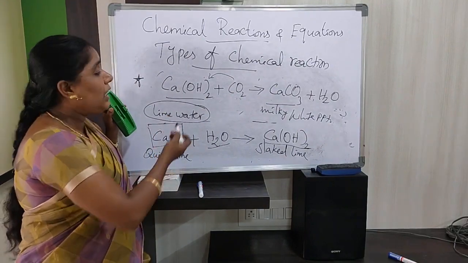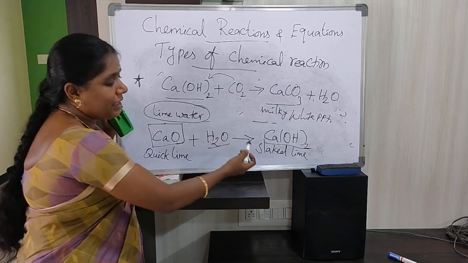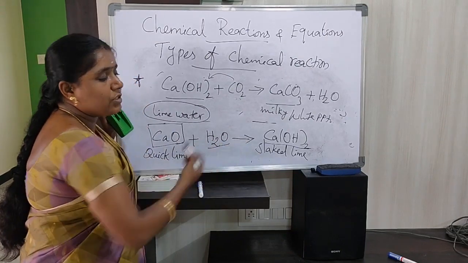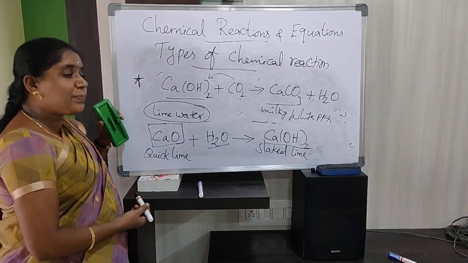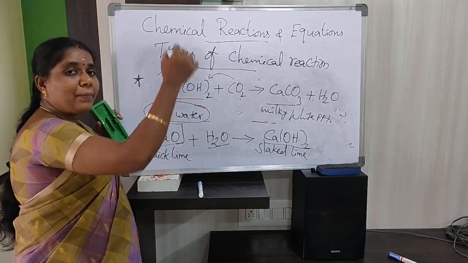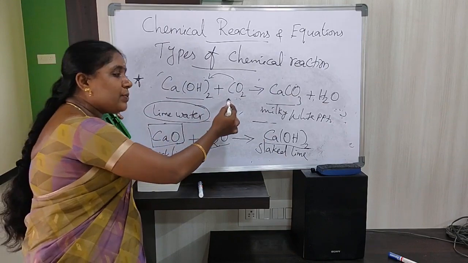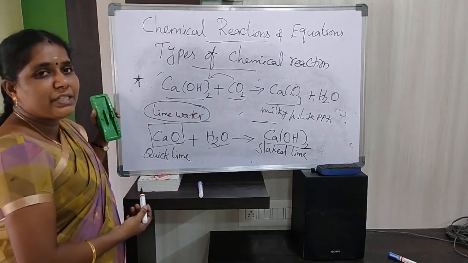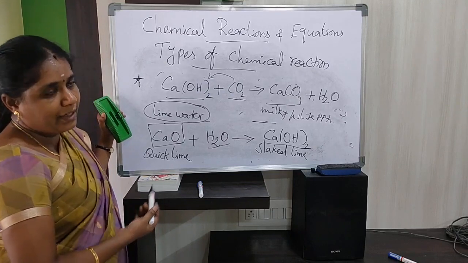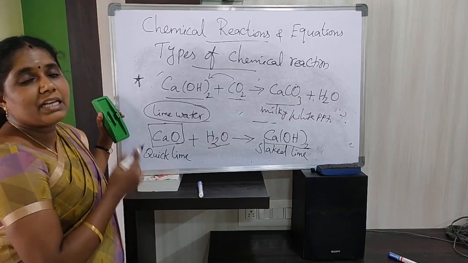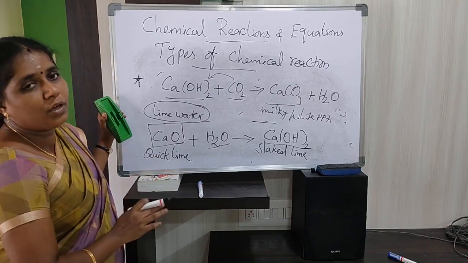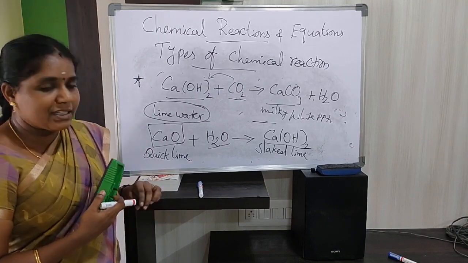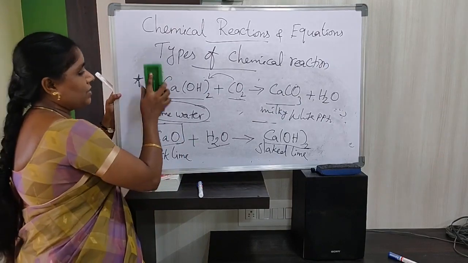Same here: calcium oxide, quicklime, combines with water to form slaked lime. When we apply the solution on the wall, it reacts with carbon dioxide present in air to form a milky white precipitate of calcium carbonate and water. So this gives a shiny finish to the walls after 2 or 3 days. Okay, so now we have discussed combination reaction.